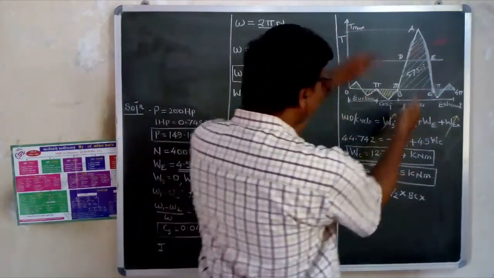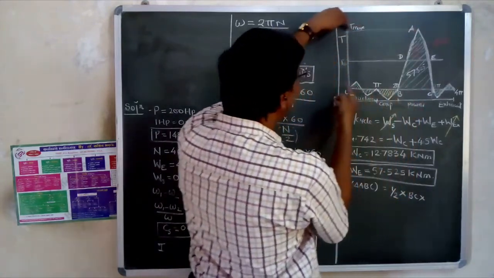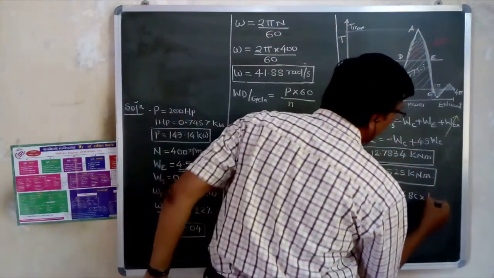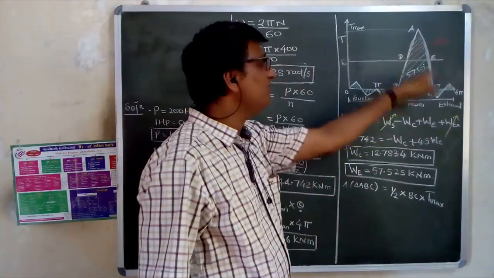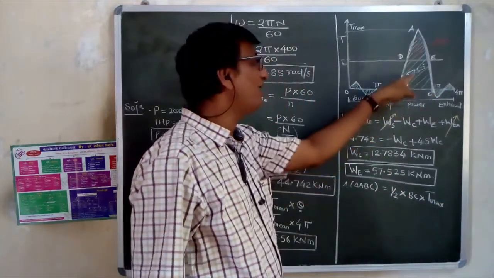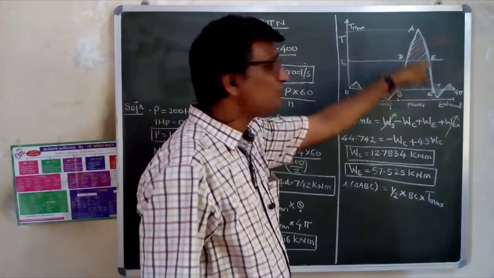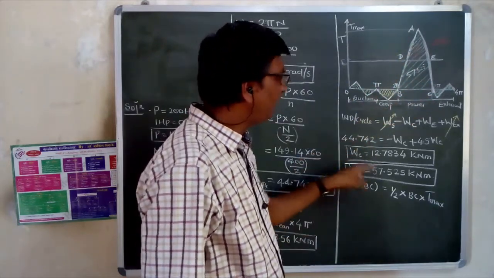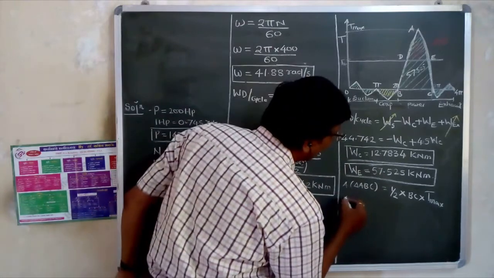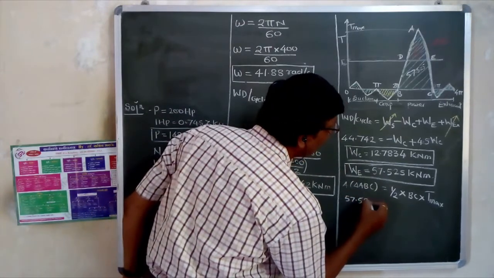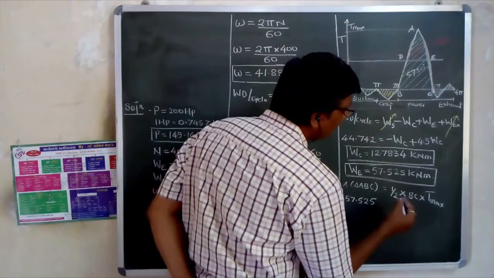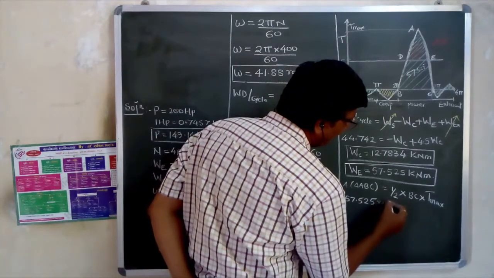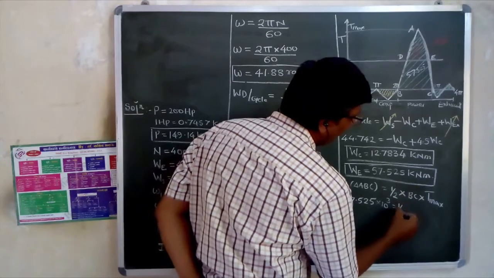And what is the height? This one is the height. It is T max. So into T max. What is the area of triangle ABC? Area of triangle ABC is nothing but the work done during the expansion stroke. This is the expansion stroke. Work done during expansion stroke is 57.525 kilonewton meter, into 10 raised to power 3.